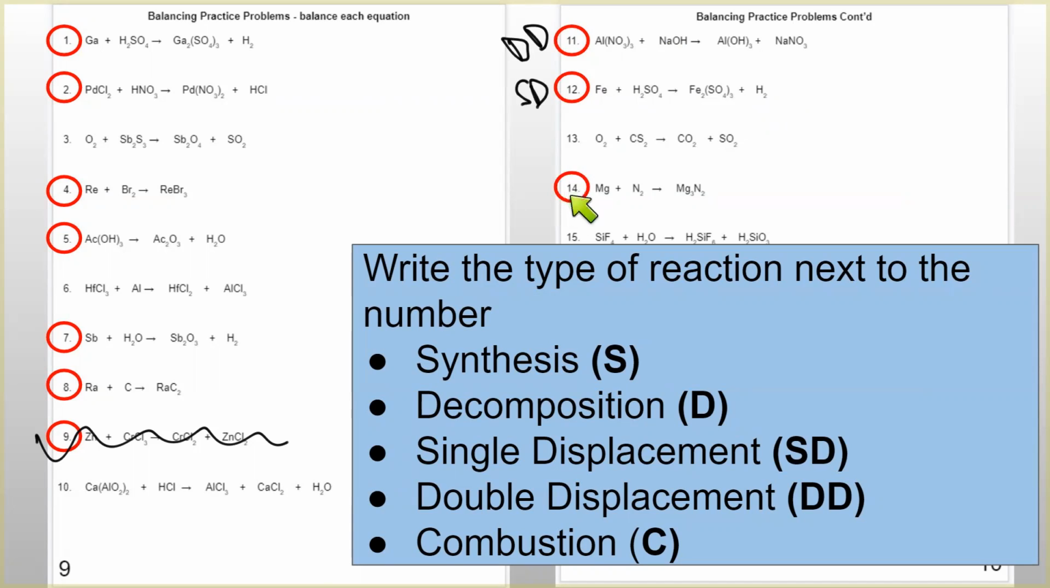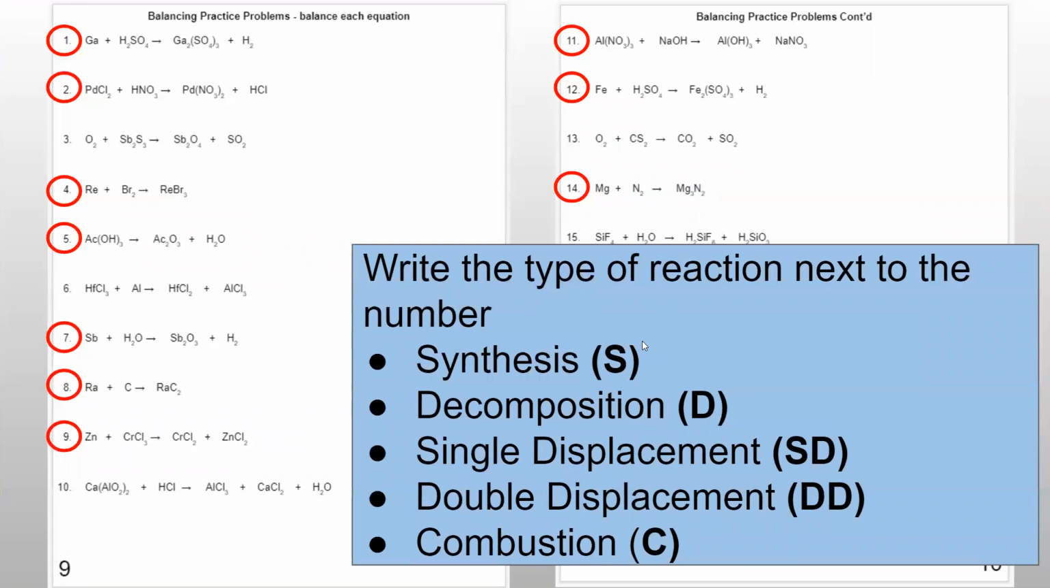Finally, number 14, magnesium and nitrogen. We've got 2 single elements and then 1 product. That's going to be synthesis. So you should be able to look at a reaction and determine what type of reaction it is. And again, I apologize for the mess up on number 9.